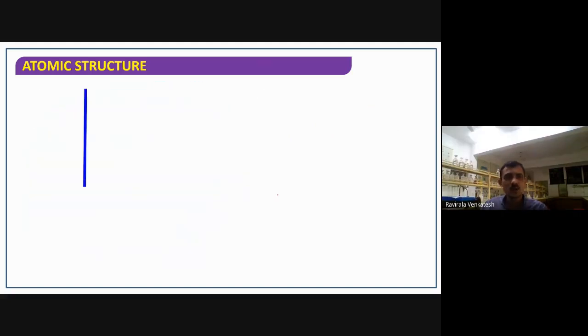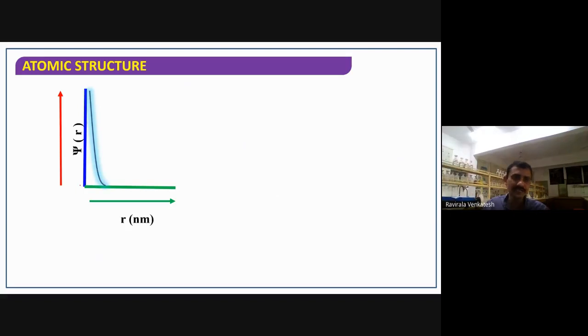Next we'll see the node. I will show what a node is. In this we have the radius and the probability of finding the electron. Take this as the nucleus. From here to here, the radius, the distance from the nucleus, is increasing.